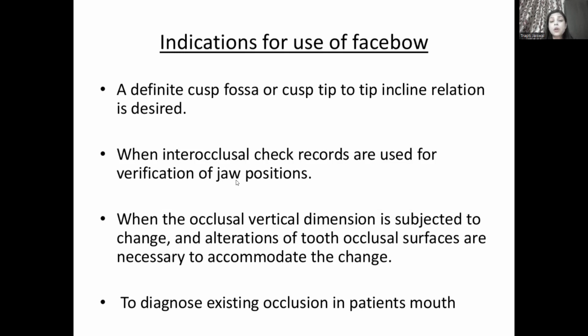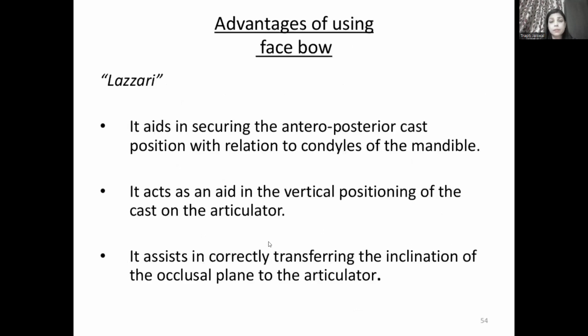When interocclusal check records are used for verification of jaw positions, like when occlusal vertical dimension is subjected to change, like in full mouth rehabilitation cases, we need to change the occlusal vertical dimension. Alteration of tooth occlusal surfaces is necessary to accommodate the change. So to diagnose existing occlusion in the patient's mouth, we need the facebow when we need the exact position of the occlusion. We need to exactly simulate the same position in the patient's mouth as in the articulator.